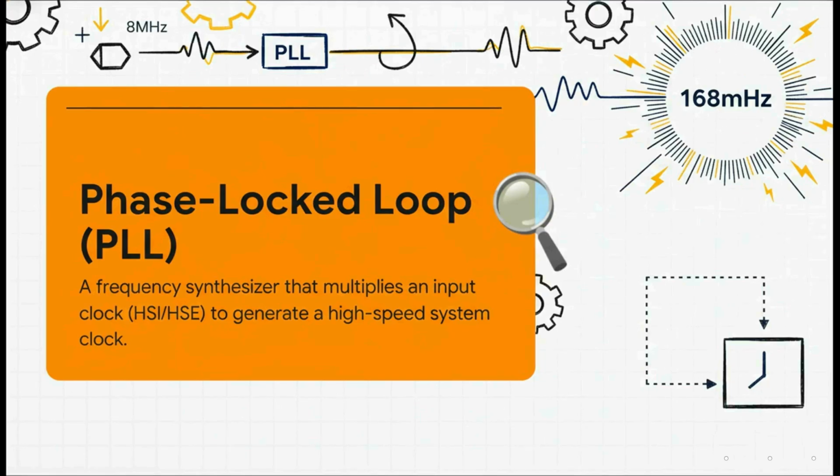So let's be super clear here. The PLL, that's our magic bullet. It's how we smash right through the speed limit of our little crystal oscillator. It's a frequency synthesizer. It takes a nice, stable, kind of slow input, like our 8 megahertz crystal, and through some electronic magic, it generates a super stable, super high frequency output, like 168 megahertz. This is the key to getting max performance.